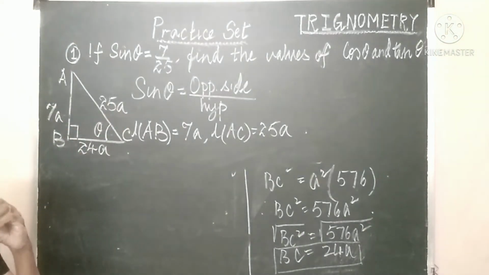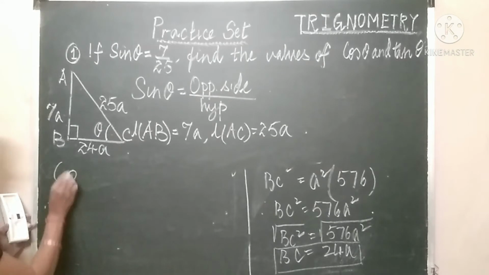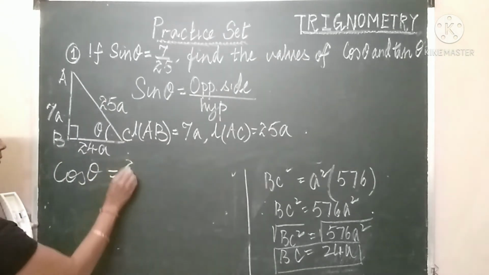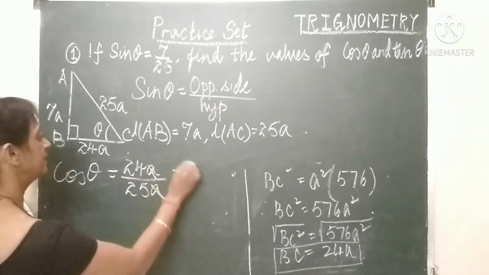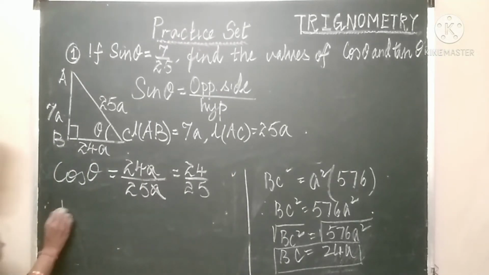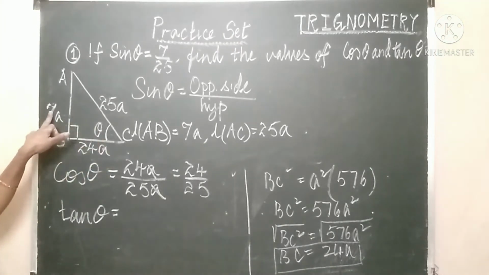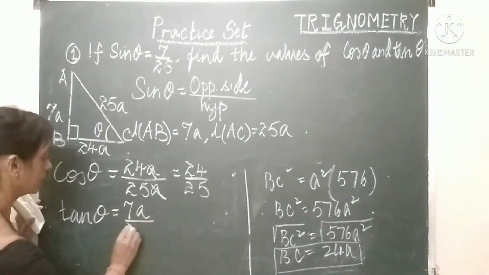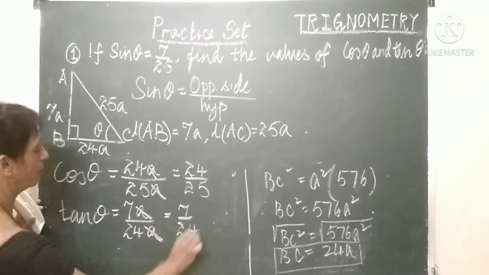Definitely children, we can find out the values of any unknown terms asked to you. But over here they have asked cos theta. What is cos of theta? Adjacent side upon hypotenuse, 24a upon 25a. a and a get cancelled. That is 24 upon 25. The other unknown which is asked is tan theta. Tan theta is equal to opposite side upon adjacent side. 7a upon 24a. a gets reduced, so we are left with 7 upon 24.